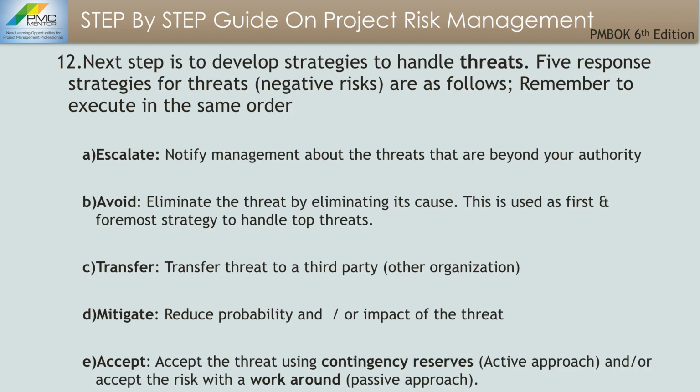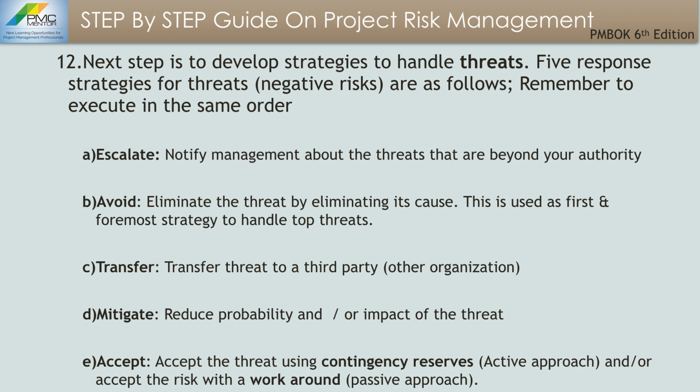Step number 12 is to develop strategies to handle the threats that you have identified. 5 response strategies for threats, also known as negative risk, are as follows. Remember to execute in the same order. So the first and the foremost thing you need to do is to escalate. Anything that is beyond your authority and control, you need to escalate to the management, PMO and beyond.